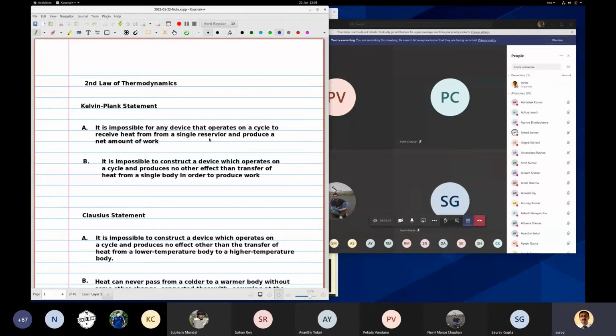You now understand what a cycle is. Cycle means that the working fluid comes back to the original state. You can have several cycles, but each cycle is complete when the state of the working substance comes back to the initial state. Then it's called a cycle. It is impossible for any device that operates on a cycle to receive heat from a single reservoir, right?